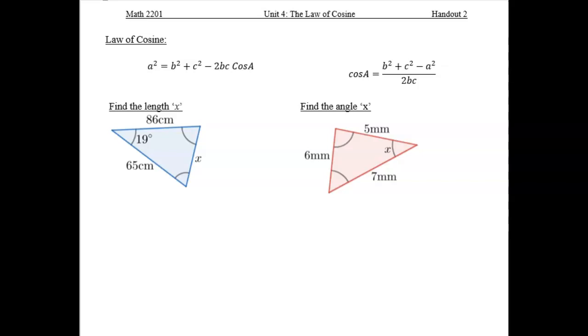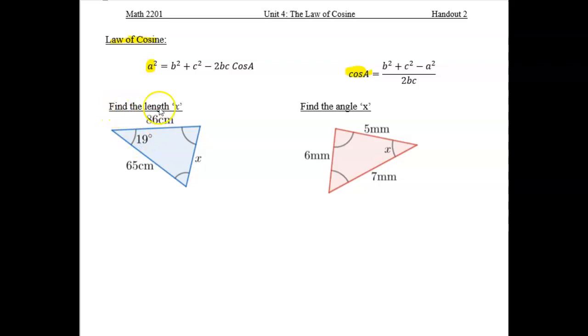Alright folks, we finished with law of sines. The next section that we look at now is law of cosine. And the formula, as it's written here, is used to find a missing side length. The formula can also be rearranged to find an angle. We'll go through an example of each, and then we'll do a few more after.